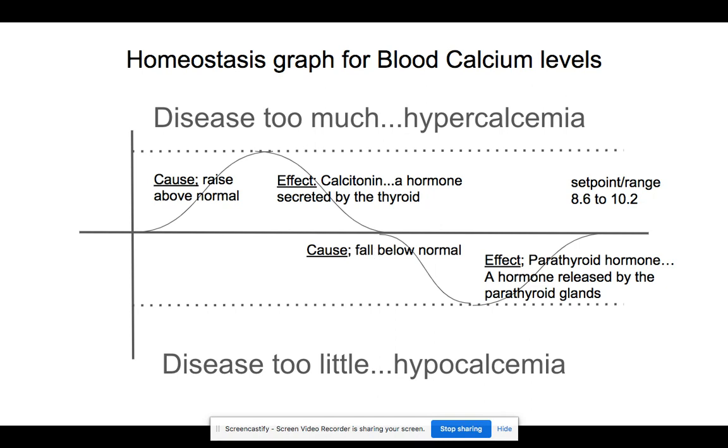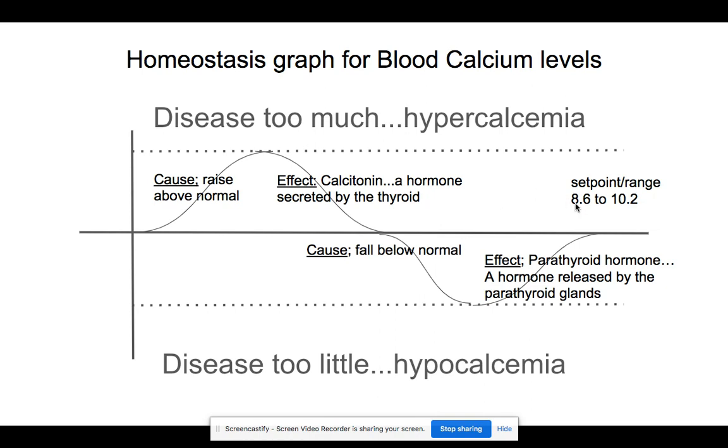Its effect is that the parathyroid gland generally detects low blood calcium levels and releases a hormone called parathyroid hormone. Isn't that awesome? Parathyroid gland releases parathyroid hormone. The effect, if this goes on too long and the parathyroid hormone doesn't work, is you can end up with hypocalcemia, which can lead to osteoporosis later on in life.